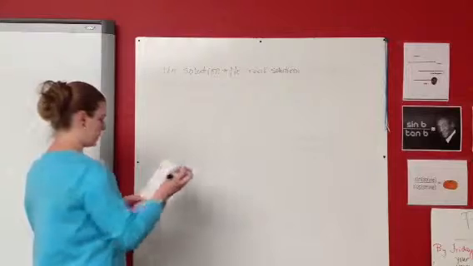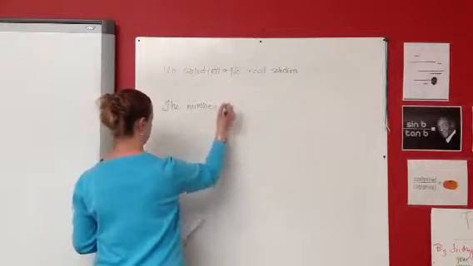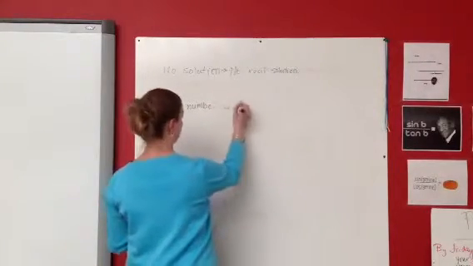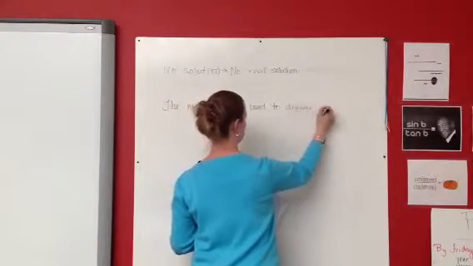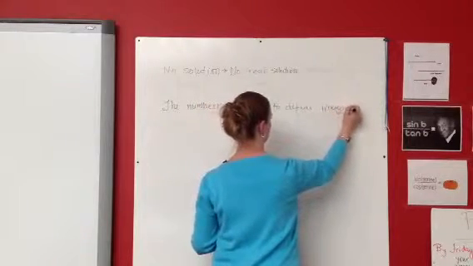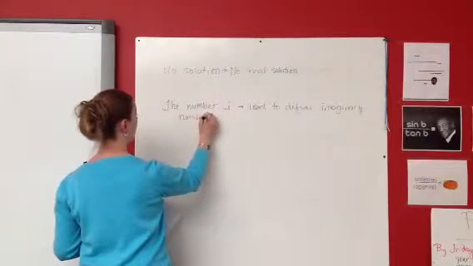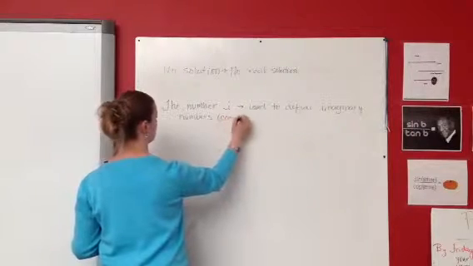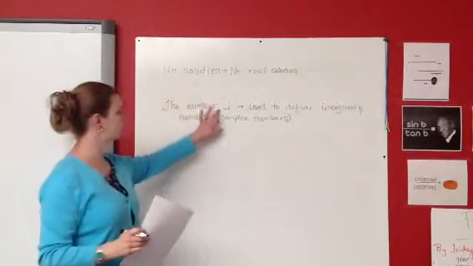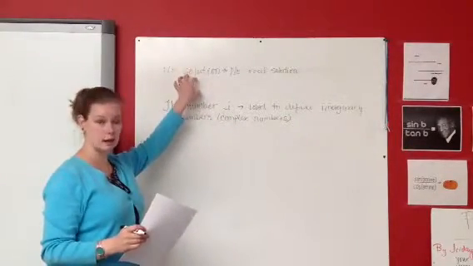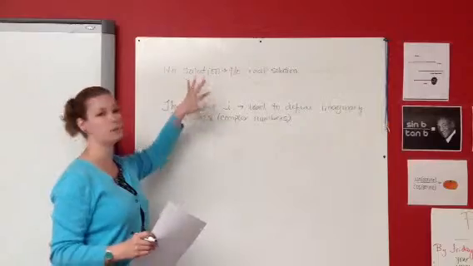All right, so we have the number i. And the number i is used to define imaginary numbers, or what we call complex numbers. And imaginary numbers help us find all solutions, real or not real, for quadratics or other equations of like kind, when there doesn't appear to be a real solution.